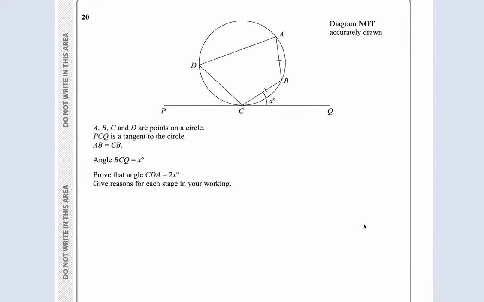Question 20. A, B, C, D are points on a circle. P, C, Q is a tangent to the circle. AB equals CB. So that's an important bit of information, guys. These two are the same, which actually gives me the idea to join these straight away without even reading the rest of the question. I'm going to join these because now I have a triangle, and I think that might help us, but we'll get to that in a minute.